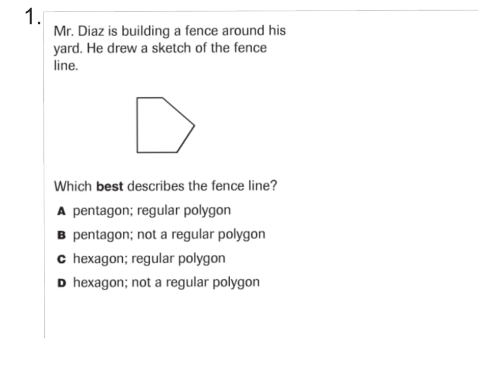Okay, for this answer, you should have picked B. It's a pentagon because it has 5 line segments. However, it's not a regular polygon because not all of my line segments are the same length and my angles are different. All right, let's move on.